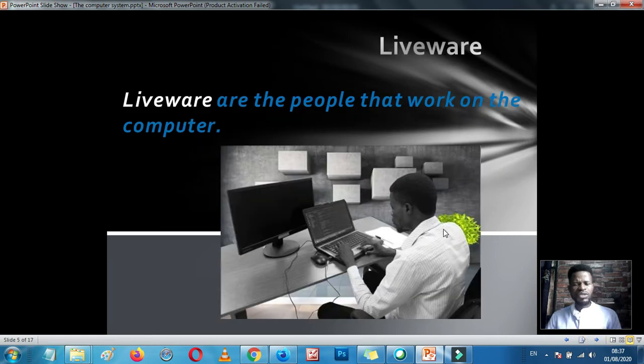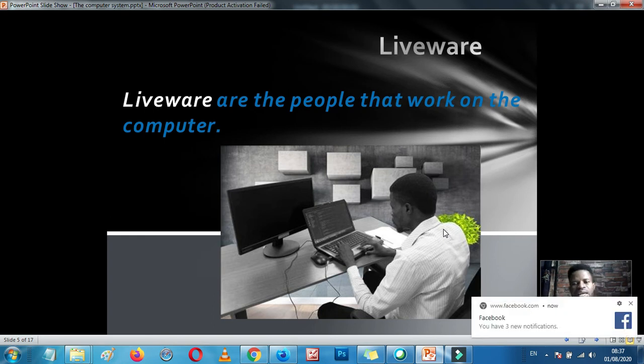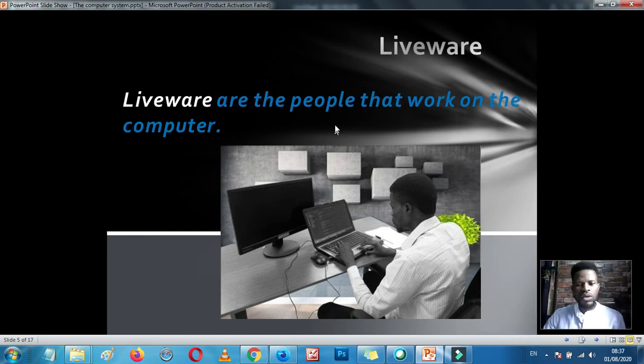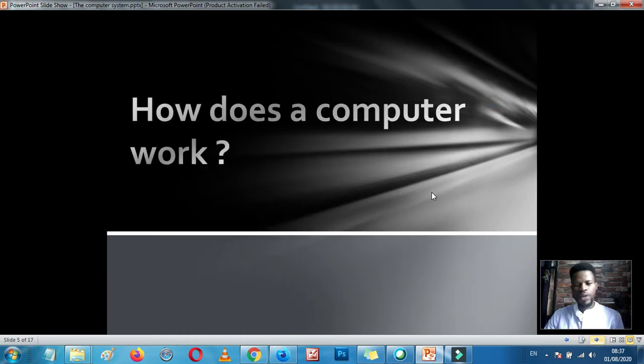Now the next thing we want to look at that is very important is the word liveware. Liveware are the people that work on the computer. So anybody that uses the computer, you can call that person a liveware.